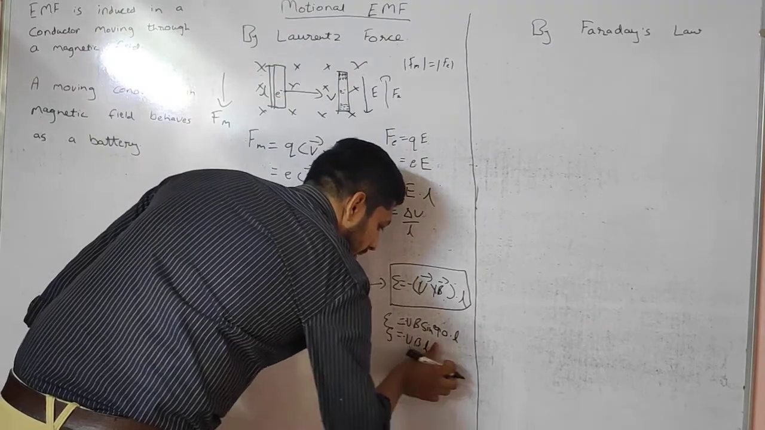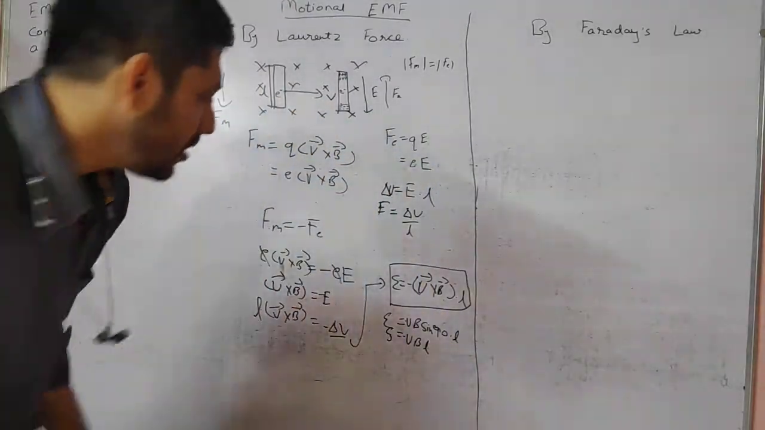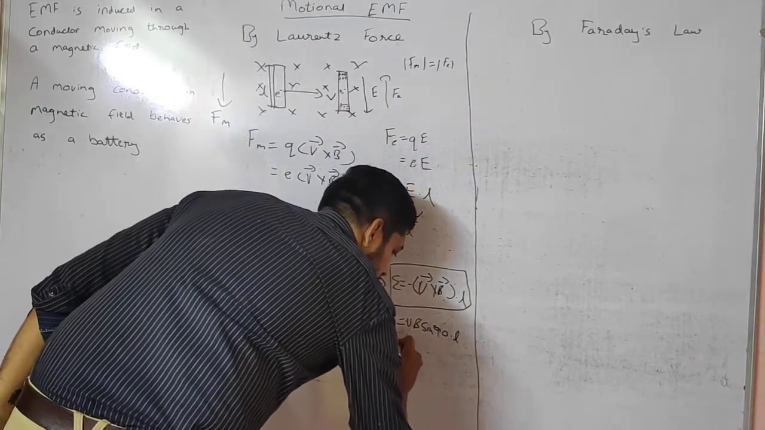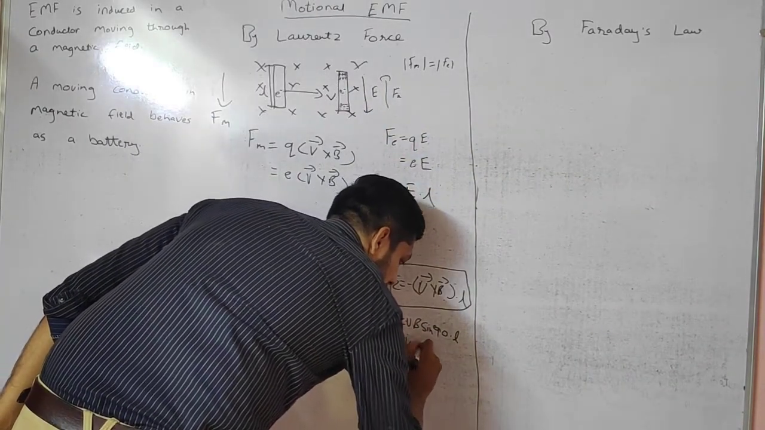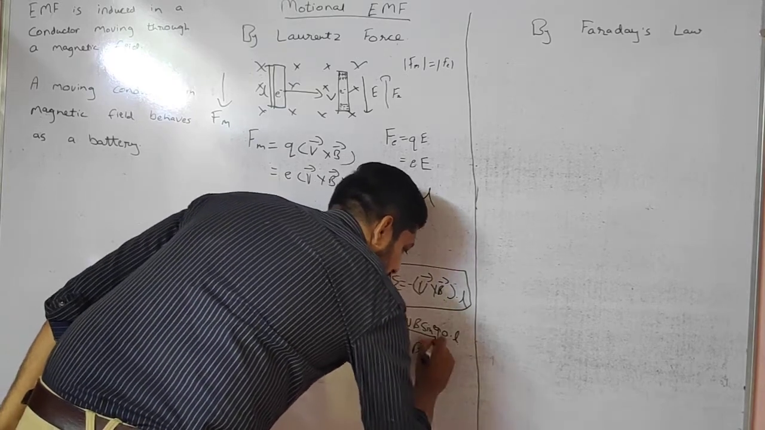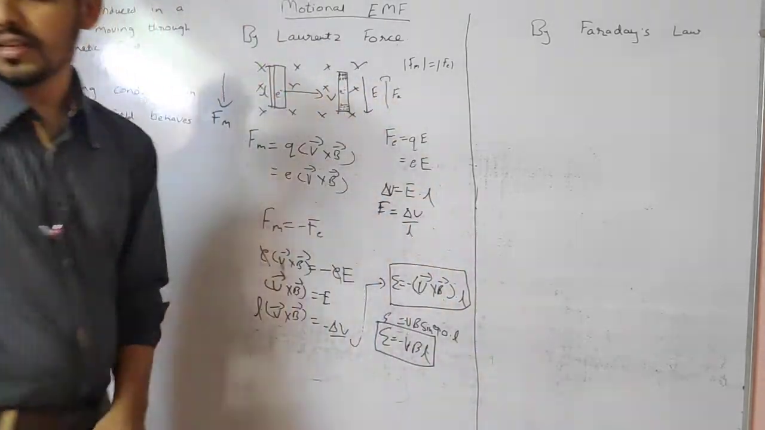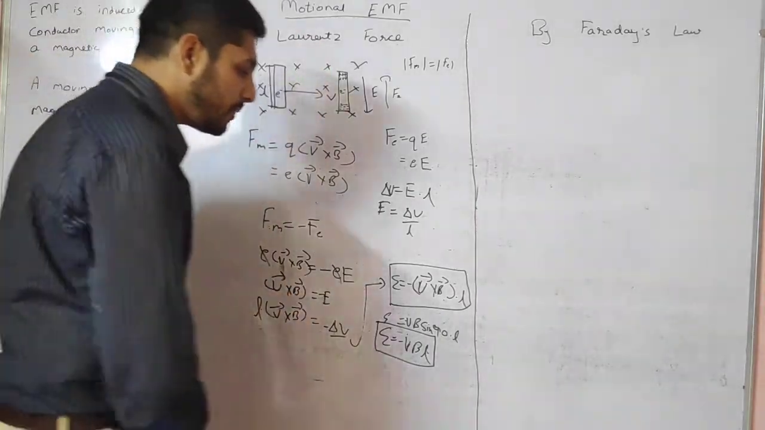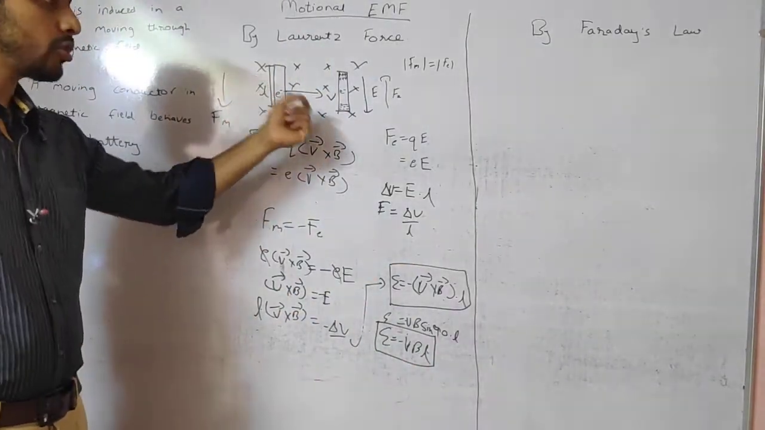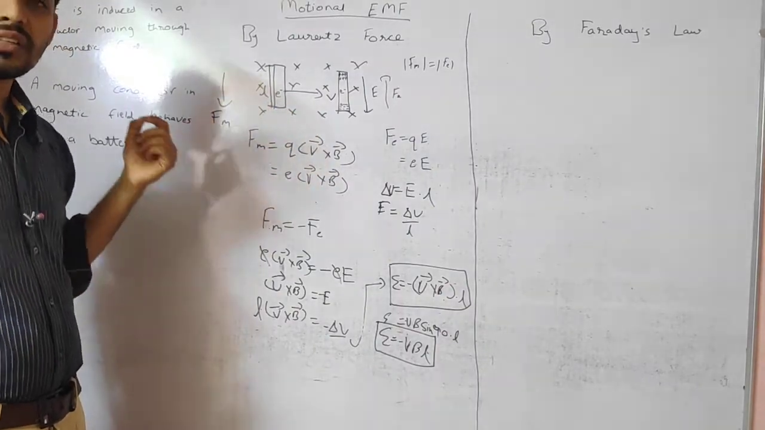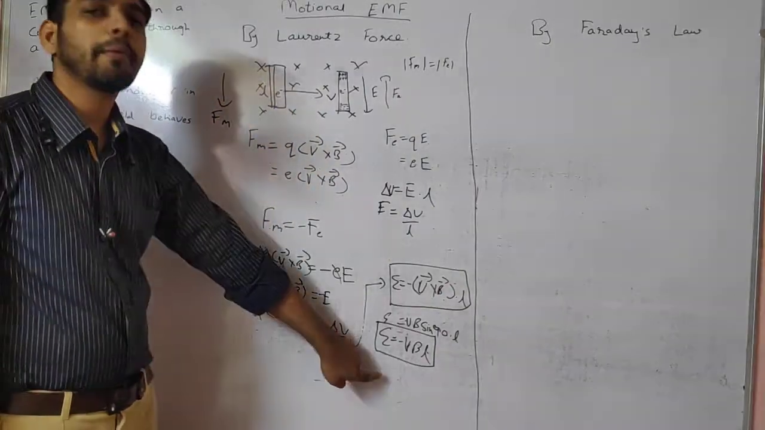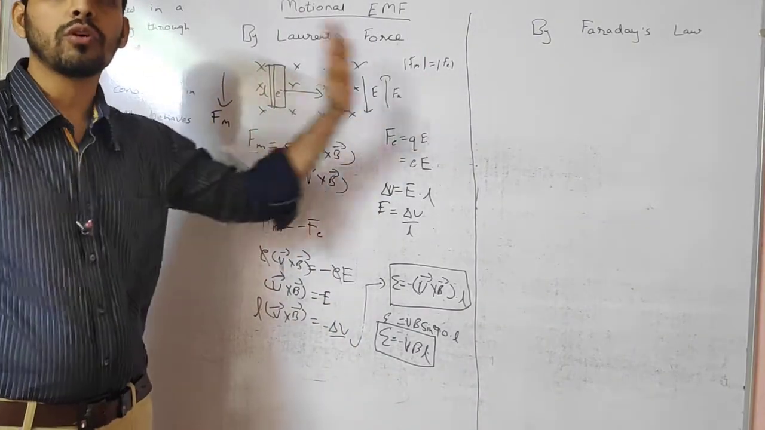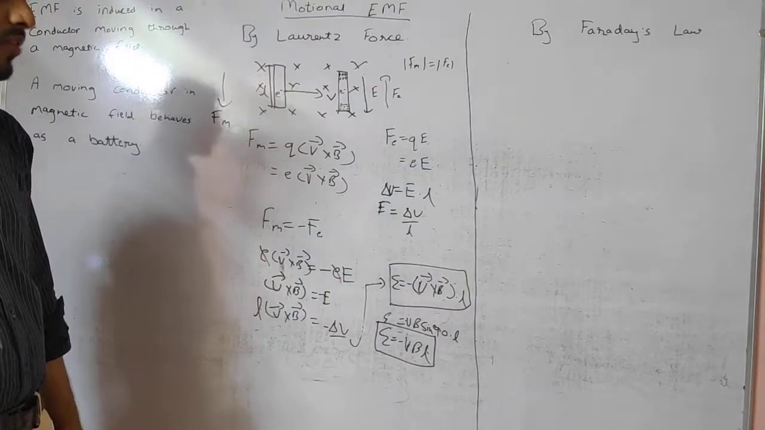So the induced EMF produced in this will be E equals minus VBL. That will be the induced EMF produced inside this conductor. Whenever the conductor is moving, at that time the EMF will be induced. As soon as the conductor stops moving, this EMF will be removed. It is only possible if the conductor keeps on moving. Okay, I hope this is very clear to you.